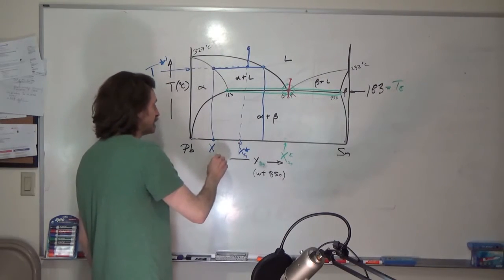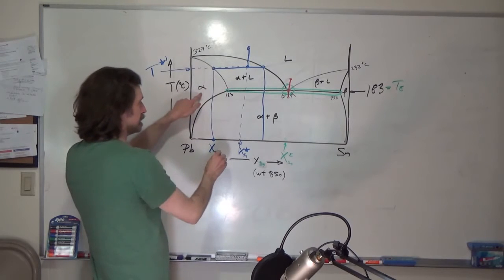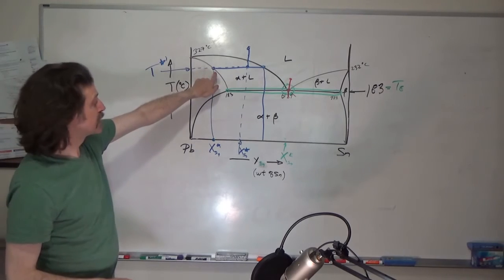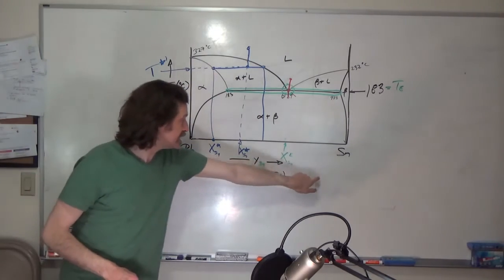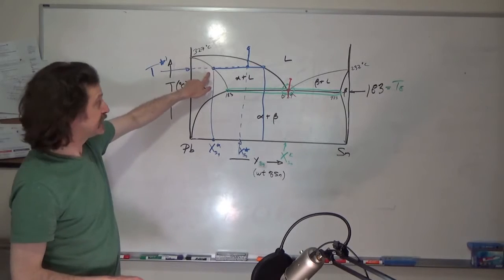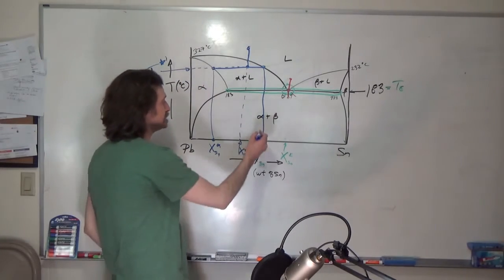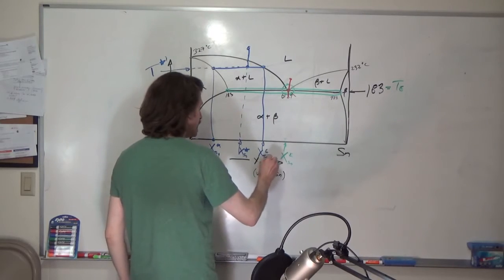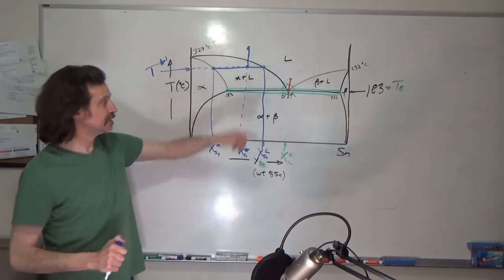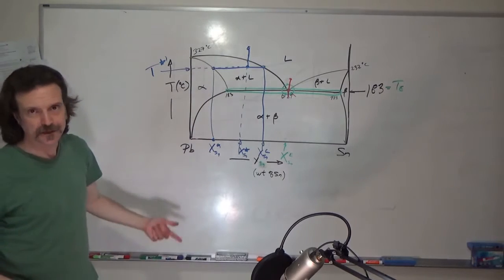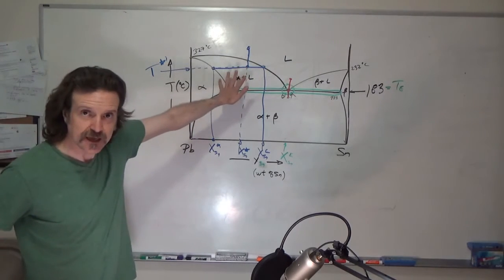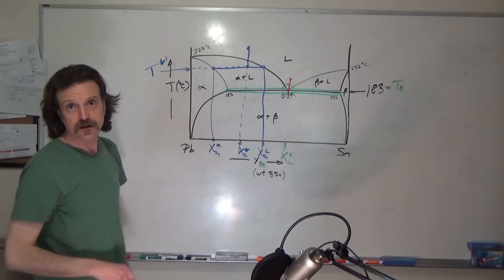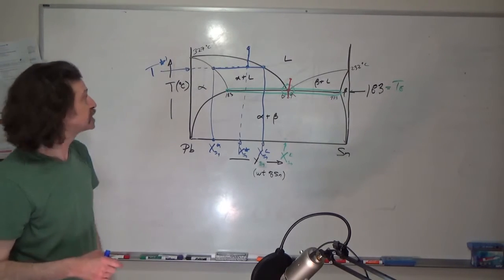And we'll call that XSN alpha, because this is the solubility of tin in the alpha phase, and this XSNL is the solubility of lead in the liquid phase, right? This is just the same as the other phase diagrams we looked at. We then can talk about the phase fractions.